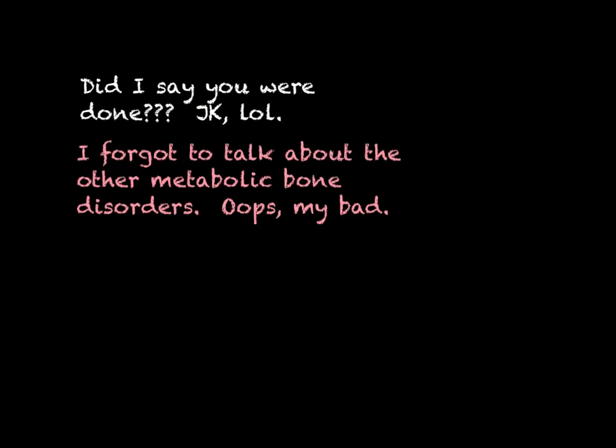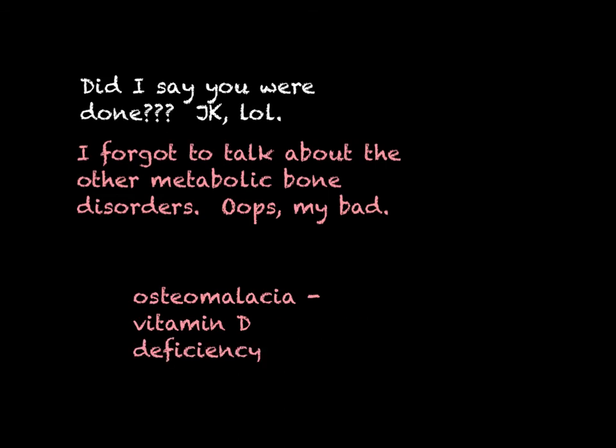Oh, sorry. I did forget to talk about the other metabolic bone disorders, and I did promise that I would. This won't take long, though. We're going to first talk about osteomalacia. And osteomalacia is sort of the grown-up version of rickets. They have the same cause, and that is vitamin D deficiency. Okay, the difference between rickets and osteomalacia, very quickly and very simply. Rickets happens to kids before those epiphyseal plates close. Osteomalacia happens to adults after the closure of those plates.